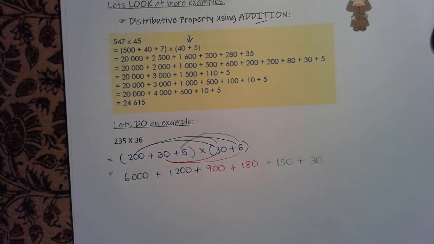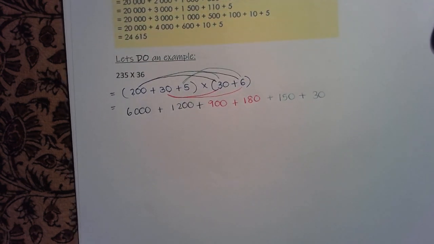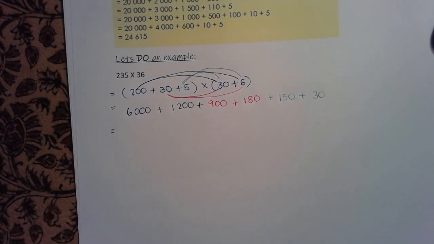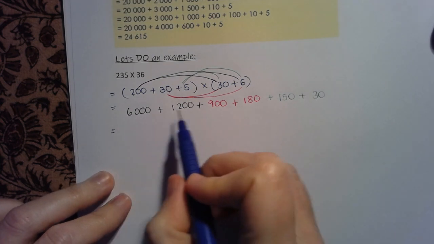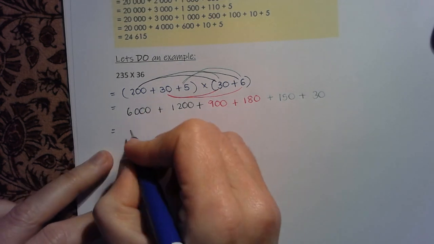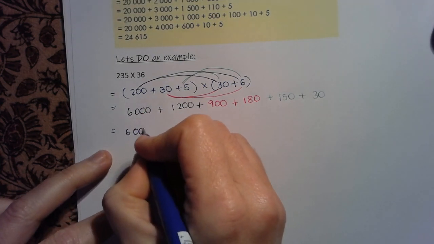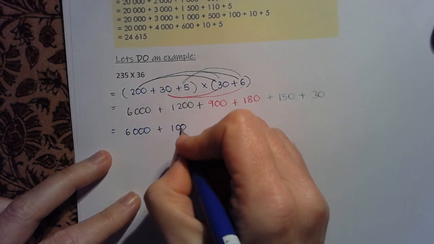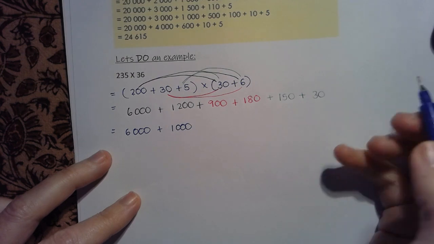Okay, now we go to the next step, and we're going to organize all the thousands together, the hundreds together, the tens together, and the units together. So I want you to find all the thousands first. So we've got 6,000 here, plus there's 1,000 there. Okay, and there are no other thousands.